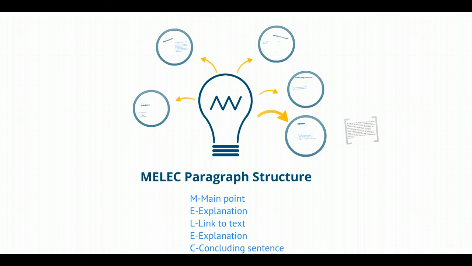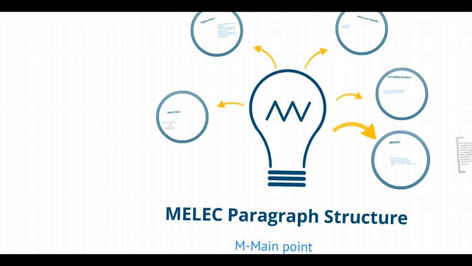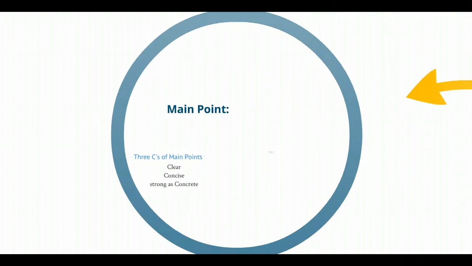We're now going to break down each part of the MELEC structure so you can really see what is expected of you in your writing. The first part of MELEC, and the first part of your paragraph, is the M, main point. There are three C's of main point writing. Your main point should be clear. It should be very apparent to your reader what exactly your paragraph is about. It should also be concise. You want to avoid wordiness in the main point. You want to give your reader the exact idea of what you're writing about.